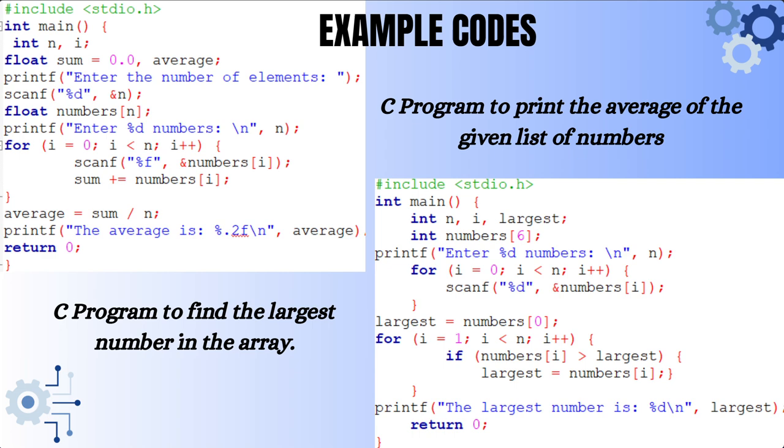Now, the value of largest, we are changing it from 65 to 75. So largest equals the number at the ith position. Ith position means what? 1, which is 75. So now the value of largest is being changed from 65 to 75 here. Now, the same way, the loop is going to keep running till n.